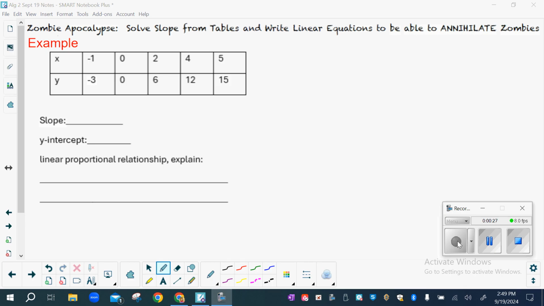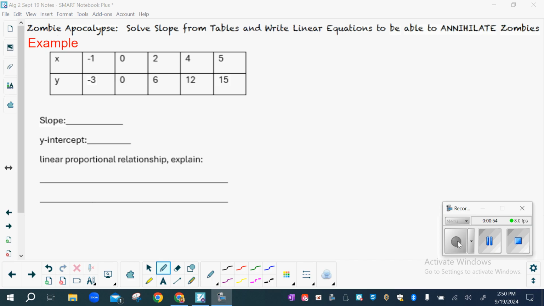Okay, so we want to solve the slope from the tables and write a linear equation to be able to annihilate a zombie. So how would we find the slope? What would we do first to find the slope? What would you do to find the slope here, Jimmy? You would take 2 of the y's and 2 of the x's and do the y squared.